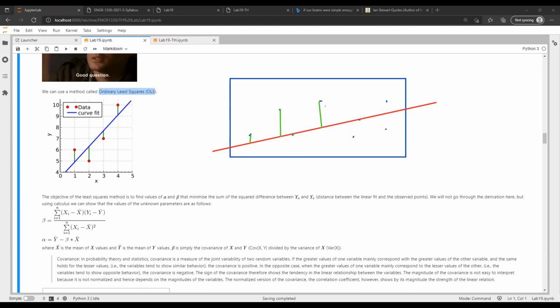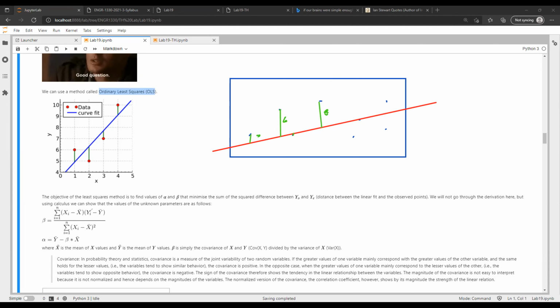Now, these lines are going to have values to them. So this will be some, I don't know, 6. This will be about the same. This will be 3 or something. You take all these, you square them, and then you divide by how many you have. And that's the formula we're showing over here.